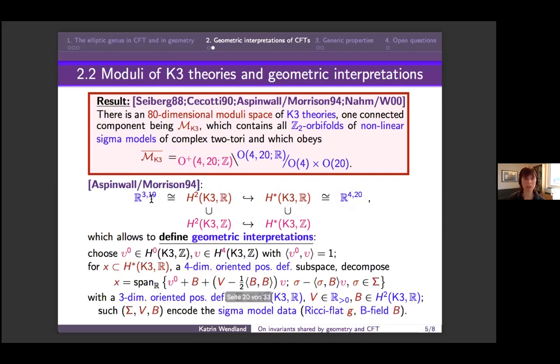And more systematically, what Aspinwall and Morrison do is the following. They observe that between this space and that space, there is a two-dimensional real vector space.